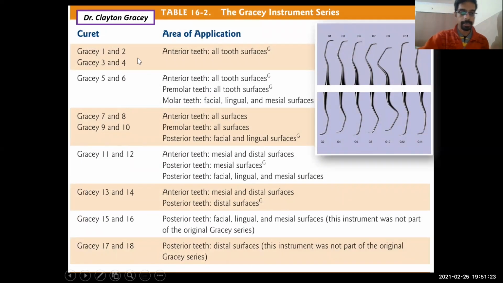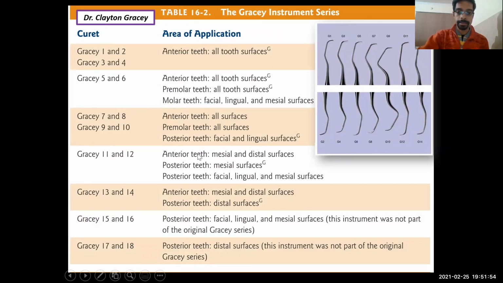Now, what is the distribution? Gracey 1, 2, 3, and 4 are basically used for anterior teeth, all surfaces of the anterior teeth. Now 5 and 6 are used for anterior teeth, all surfaces, premolars, all surfaces, molars, facial, lingual, and mesial surfaces, not on the distal ones. Gracey 7, 8, 9, 10, anterior and premolars all surfaces, and the posterior teeth, facial and lingual only.